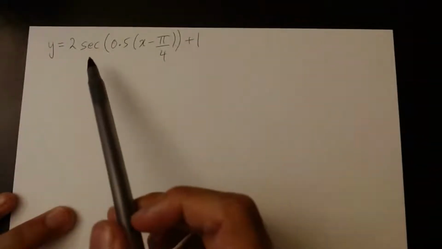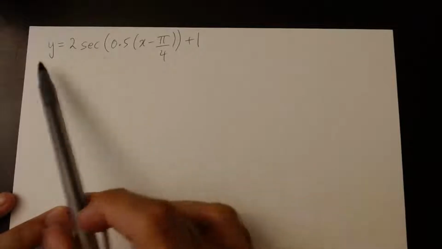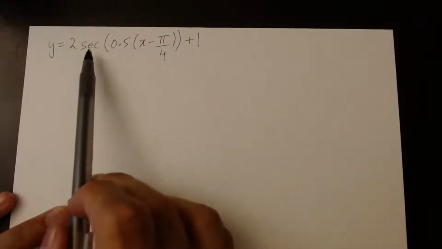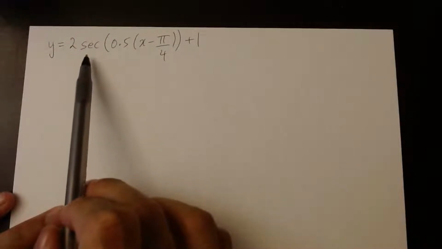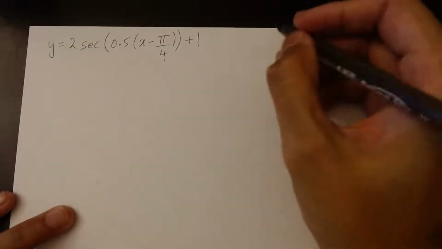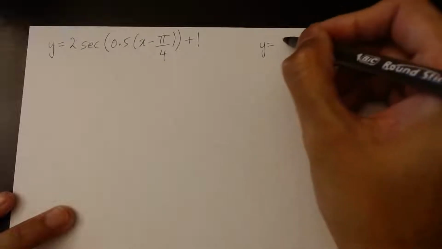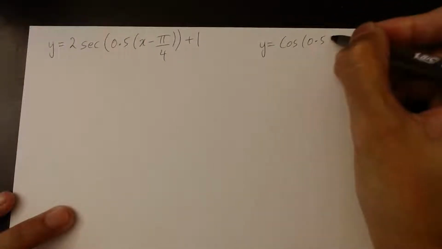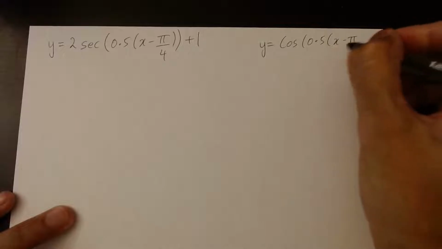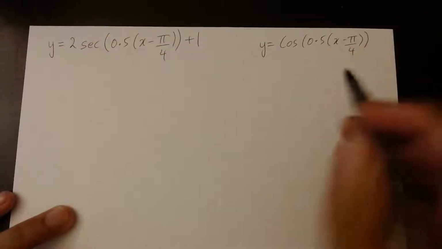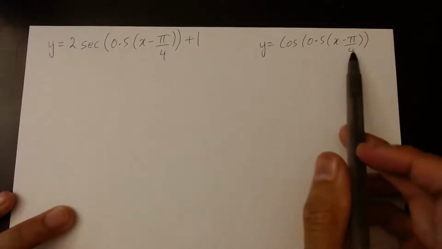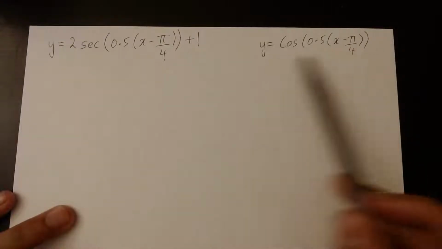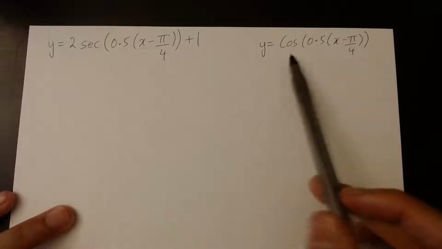All right, so I'm going to sketch this sec function with all of these different transformations. Now I know that the reciprocal of sec is cos. I'm going to start by making a simpler cos function here: y equals cos 0.5x minus pi over 4. So I'm only going to take the k value and the d value. I don't want to worry about the a value or the c value. I want to sketch this cos function first.